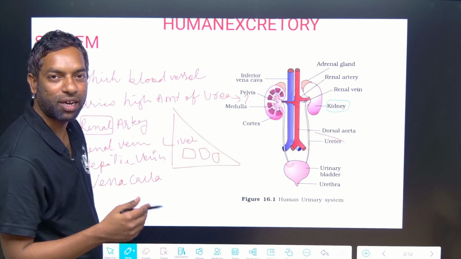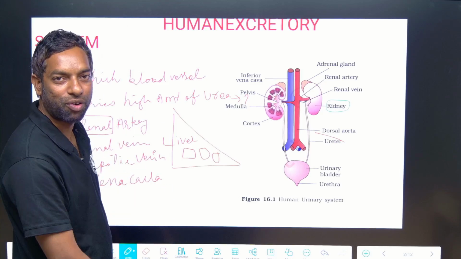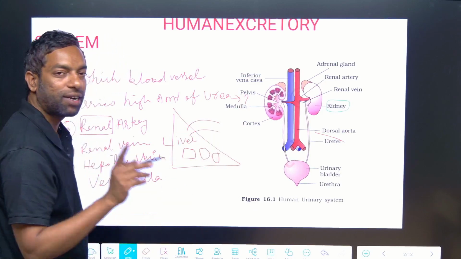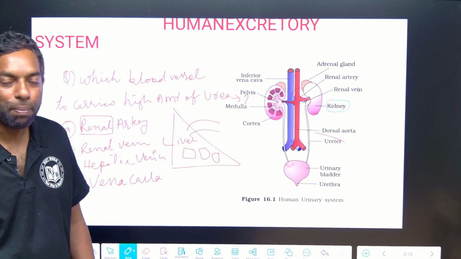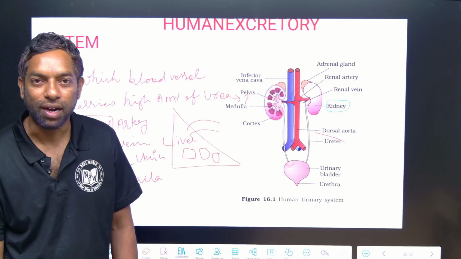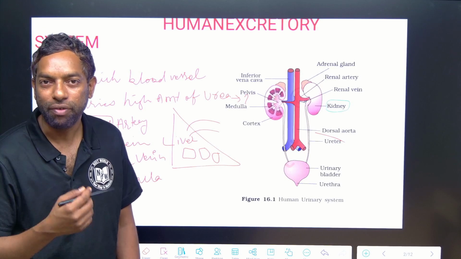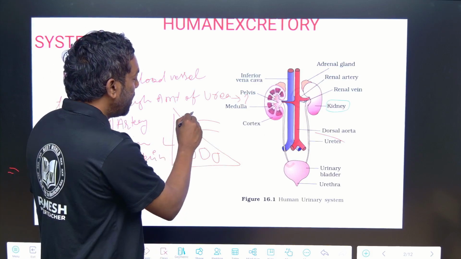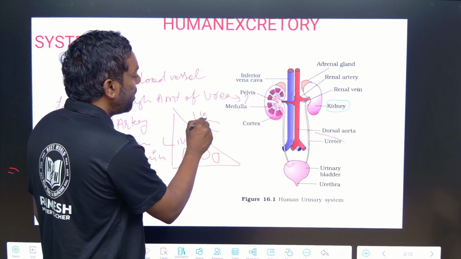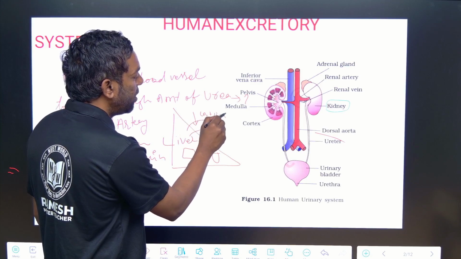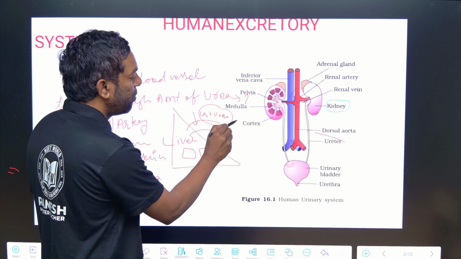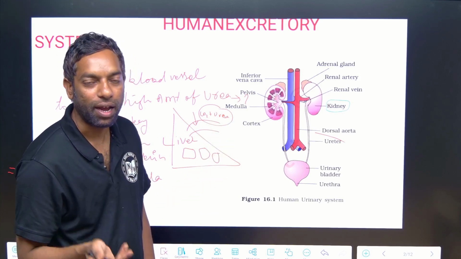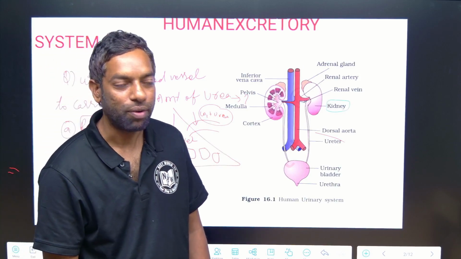So where production takes place, there is a high chance of a high amount. Hepatic is the term relevant to the liver. Hepatic vein, vein means it carries the blood from the organ, this liver, deoxygenated blood as well as urea. So the hepatic vein carries the highest amount of urea in the blood.